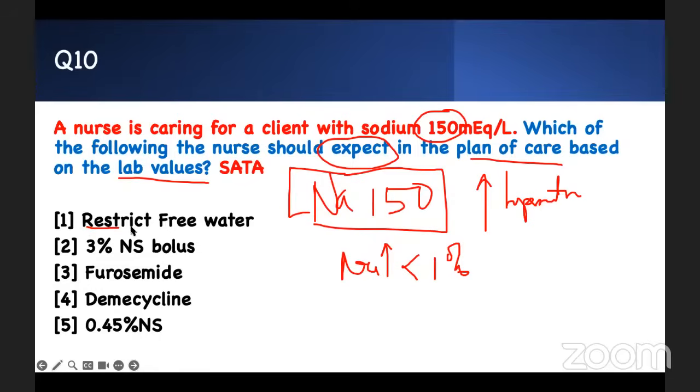If you restrict them from drinking water, sodium goes up. You've got to dilute the sodium, so give them something to dilute it. Give them free water, just water. Water will make this normal. So restricting them is not good. I said if your sodium is high, give them something less than 1%. This is 3%. I'm not giving it to you.